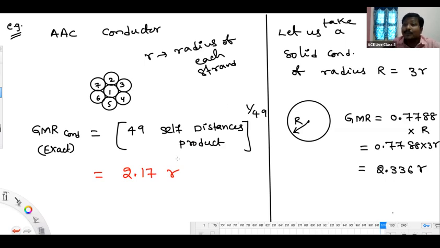But if you assume that this is a solid conductor rather than stranded, a solid conductor with the same overall radius of 3 smaller r, you get this GMR value 2.336. So this is the GMR approximate calculation for a stranded conductor.